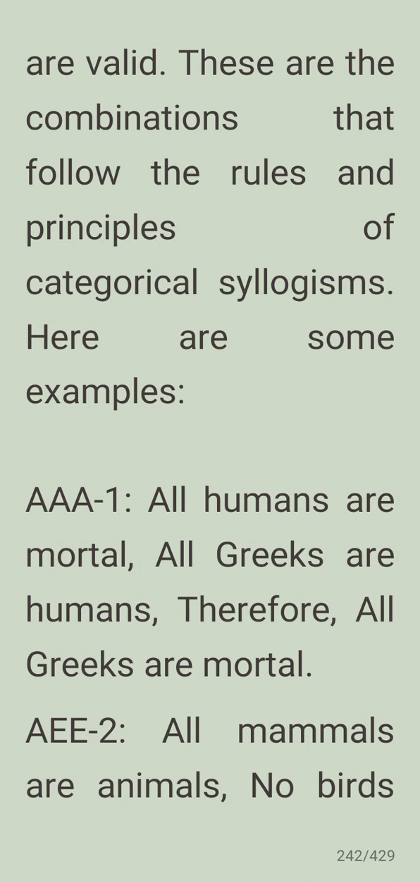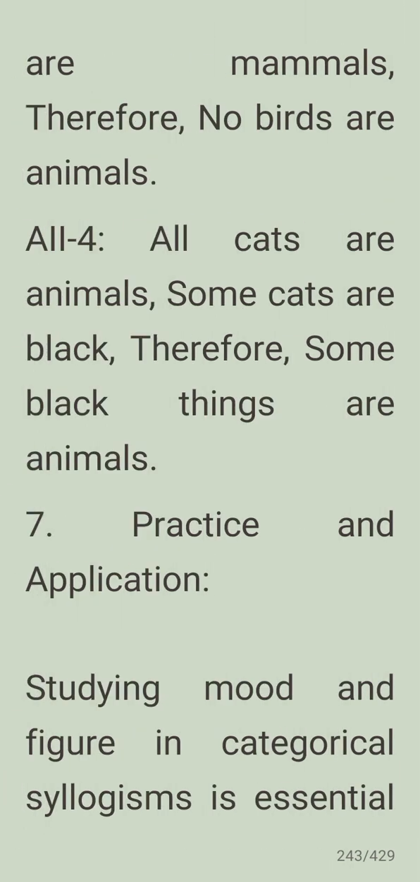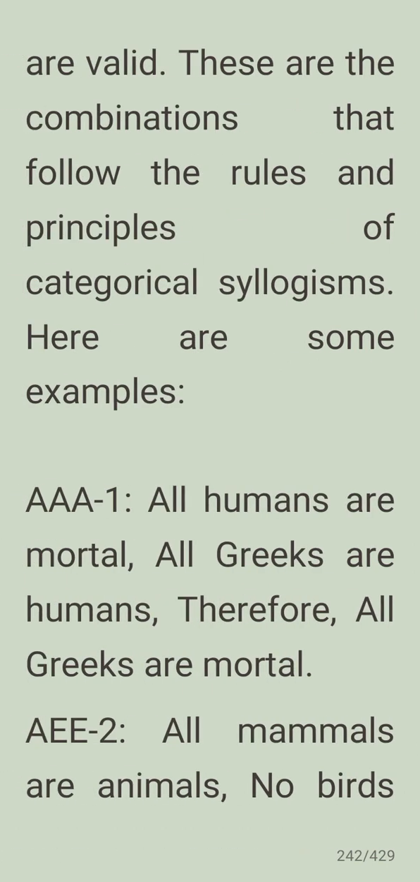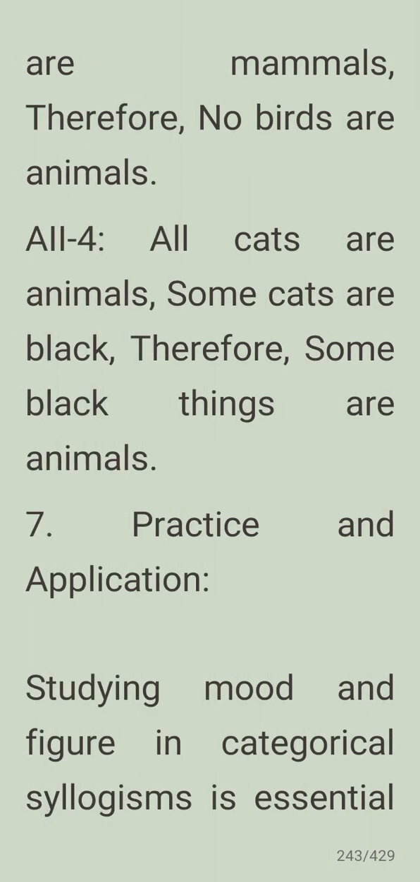AAA1: all humans are mortal, all Greeks are humans, therefore all Greeks are mortal. Then AEE2: all mammals are animals, no birds are mammals, therefore no birds are animals. Then: all cats are animals, some cats are black, therefore some black things are animals.